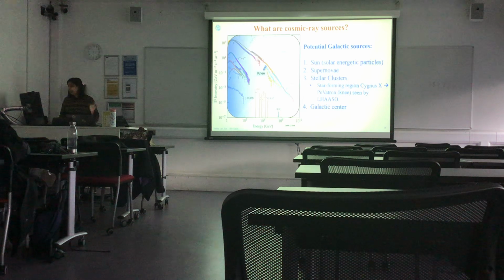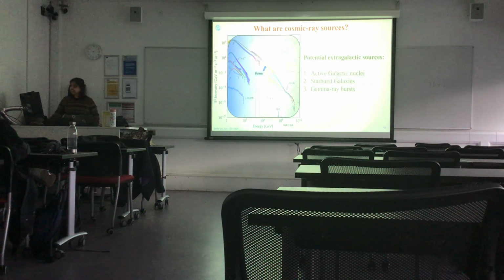I'll get to that. But that's what we generally call galactic cosmic rays. And then the extragalactic cosmic rays are everything else. So when I say extragalactic, that means they're coming from outside the galaxy, from other galaxies, aliens, we don't know. But that's what extragalactic cosmic rays are.